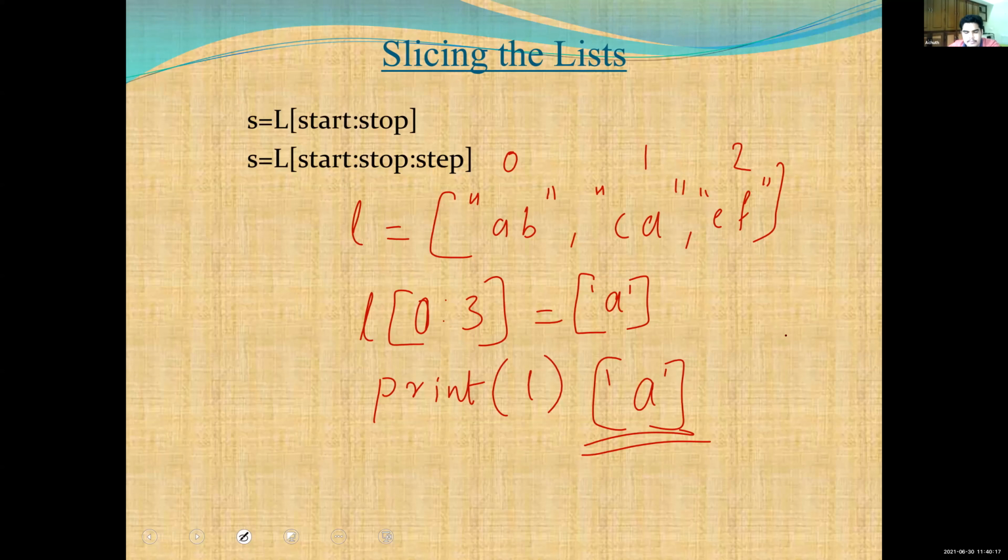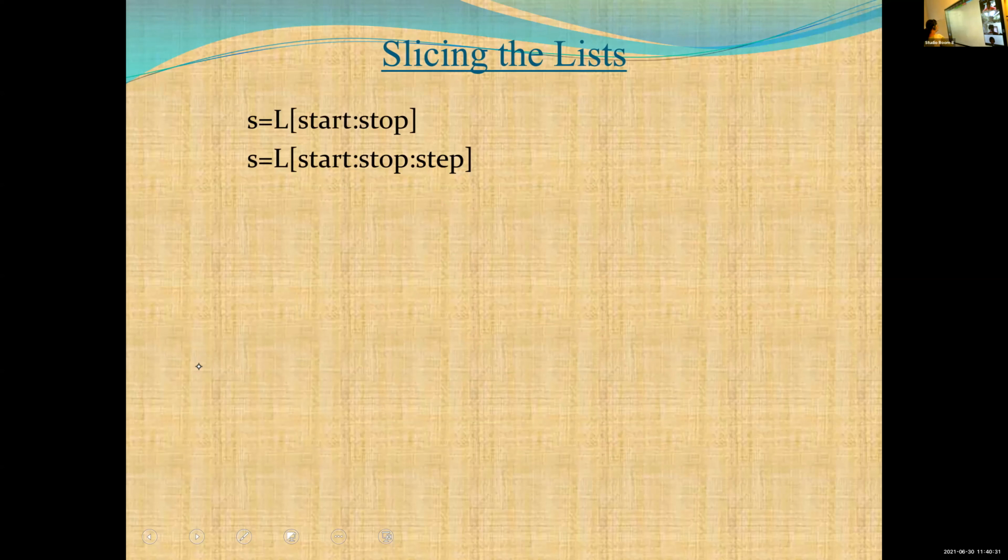Okay. I'll give another question. L is equal to A, B, C, D, E, F. L of 0, 2 is equal to X.